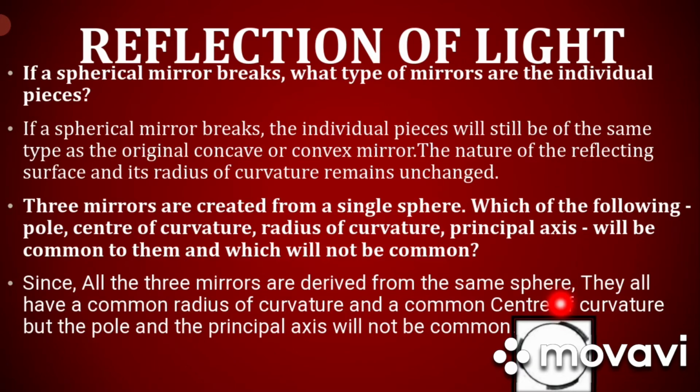Three mirrors are created from a single sphere. Which of the following: pole, center of curvature, radius of curvature, principal axis, will be common to them, and which will not be common? Since all the three mirrors are derived from the same sphere, they all have a common radius of curvature and a common center of curvature. But the pole and the principal axis will not be common.